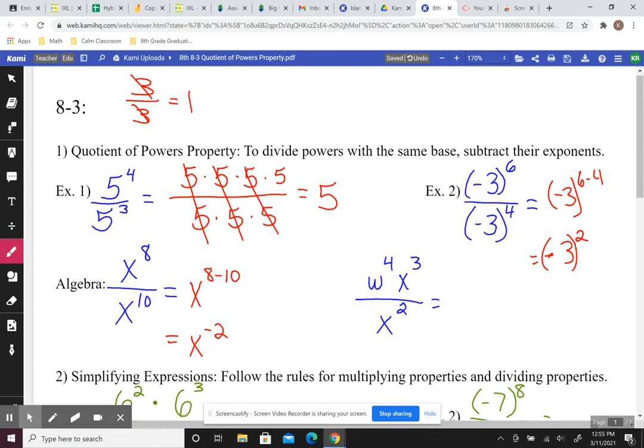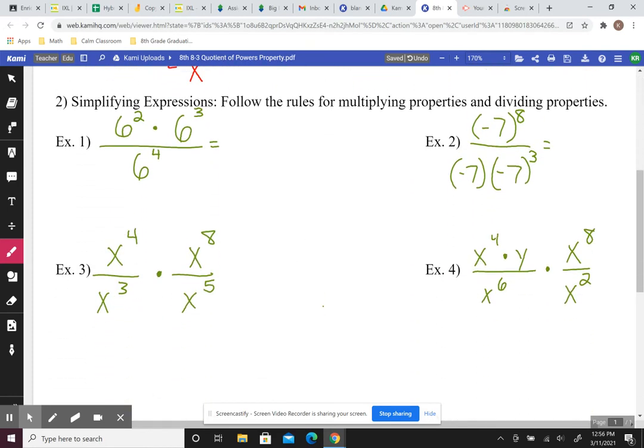And then finally, w to the 4th, x to the 3rd over x squared. If you don't have anything that's the same on the top and the bottom, then that variable is going to stay the same. So this is going to be w to the 4th, and then x to the 3rd minus x to the 2nd is going to be x to the 1st, or just x. We could just leave it as x; we don't have to put x to the 1st. So that's the first part of our notes.